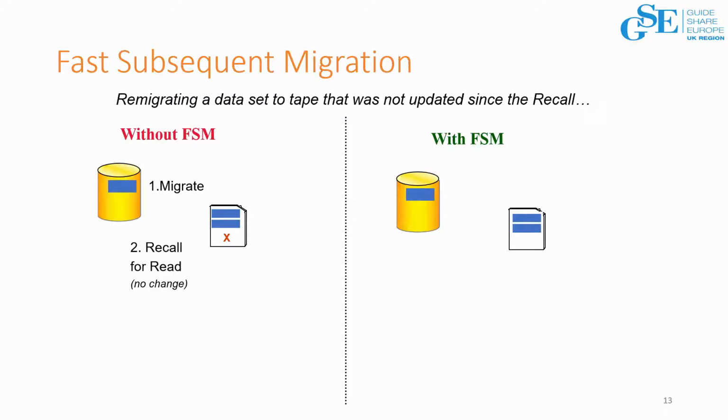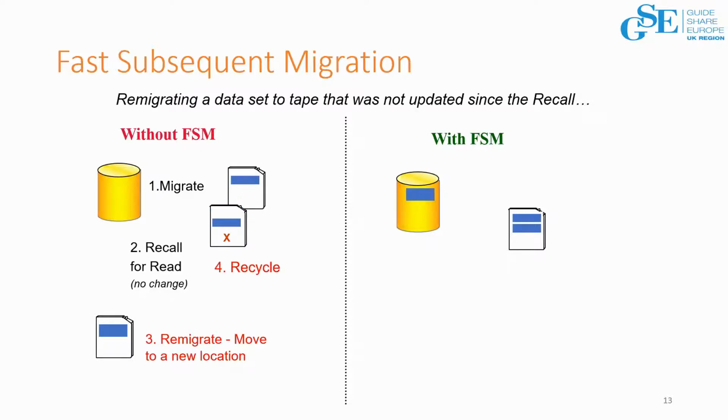So now you can see the tape that it resided on has some invalid data on it. And then later, the data set's eligible to migrate again. It migrates to a new location. And since the original tape has invalid data on it, it can be recycled to a new tape, and then the original tape is scratched. So this is obviously a lot of processing.